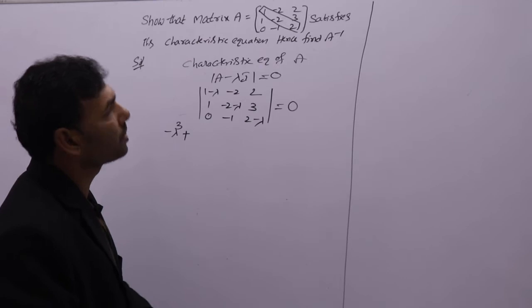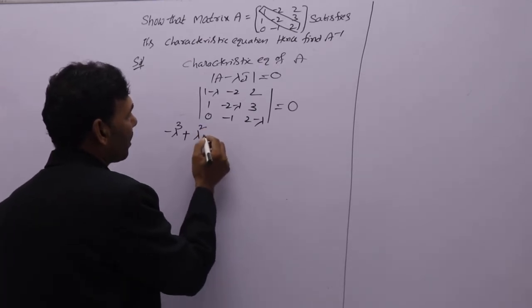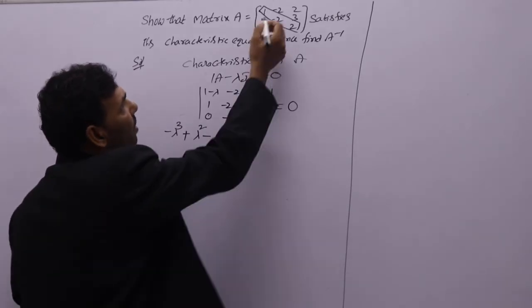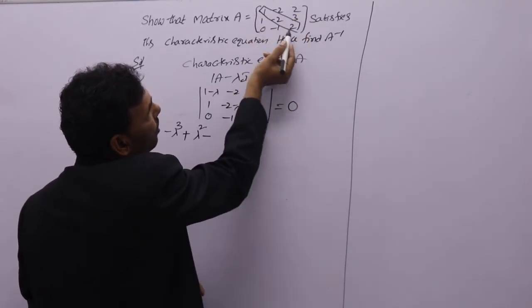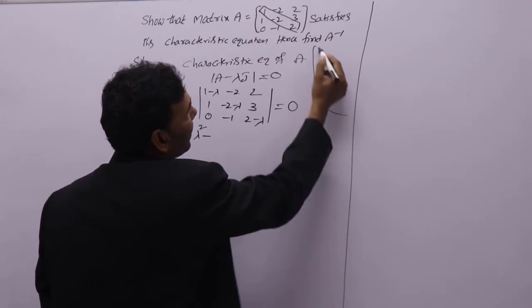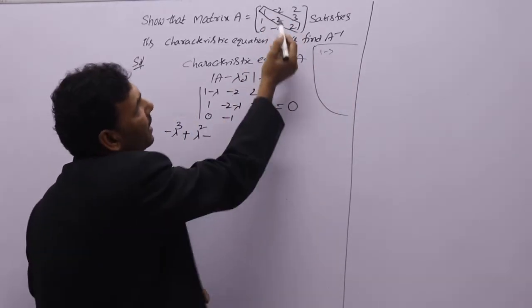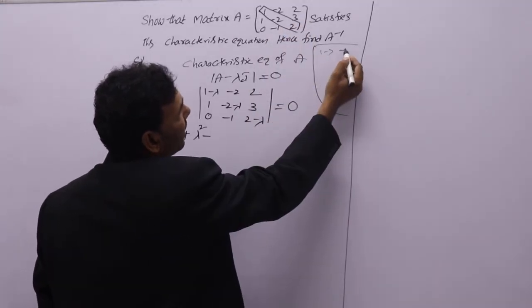So 1 plus 2, 3. 3 minus 2, 1. Lambda square minus sum of cofactors of principal diagonal. Sum of cofactors of principal diagonal means one cofactor. For minus 2, I am calculating one cofactor. For one cofactor, the corresponding column and row are eliminated. Minus 2 into 2, minus 4 plus 3, minus 1.